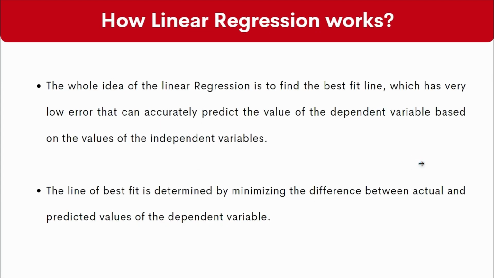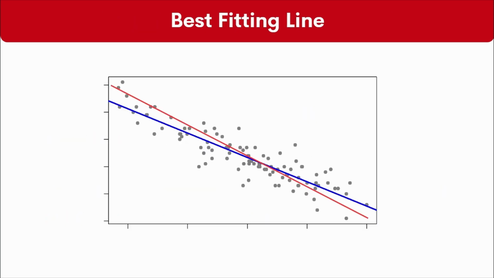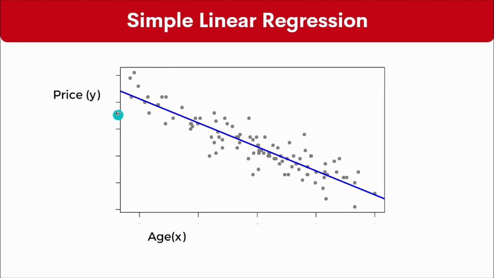So how will you calculate that error? We'll see now. The line of best fit is determined by minimizing the difference between the actual and predicted value of your dependent variable. See here, the idea is for this line to pass through all the data points. But that is not possible, because in a practical scenario, can you draw a straight line which passes through every point? It will be a zigzag line. You cannot have a straight line.